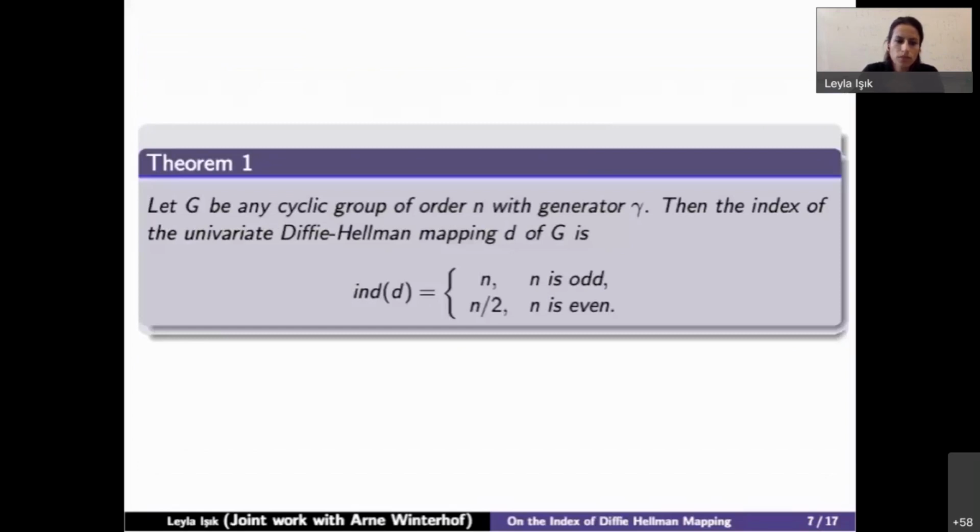I would like to state the first theorem. We have a cyclic group of order n with generator gamma. The index of the univariate Diffie-Hellman mapping over G is n if n is odd, and n over 2 if n is even. So we can conclude that the univariate Diffie-Hellman mapping d cannot coincide with a small index mapping at all points, meaning elements, of G.